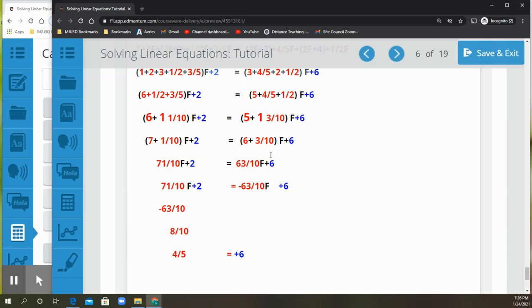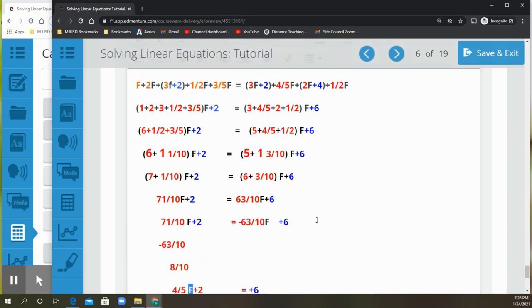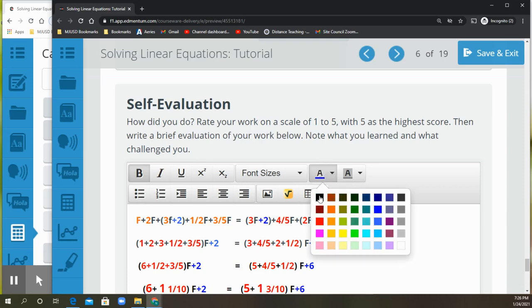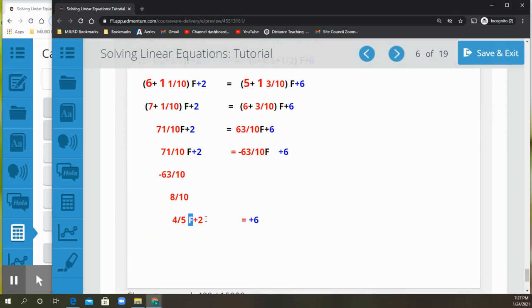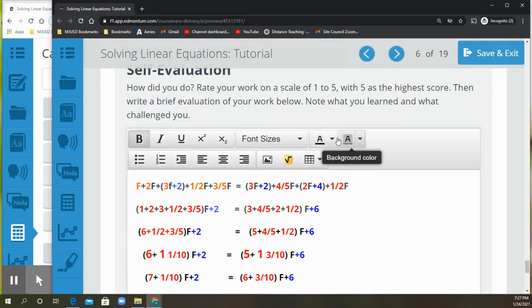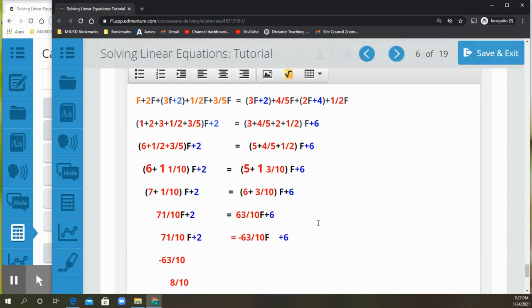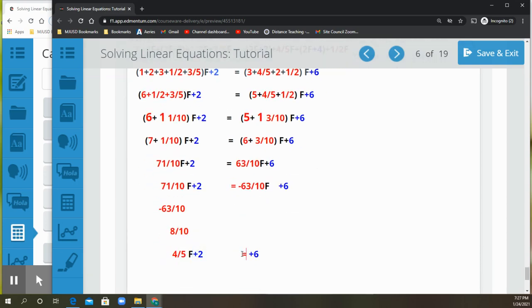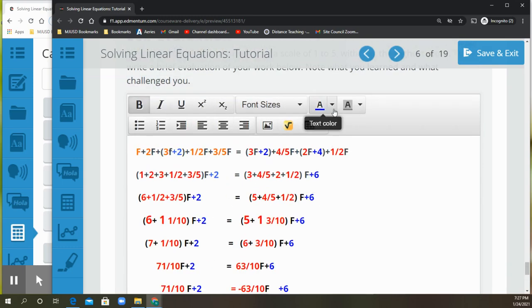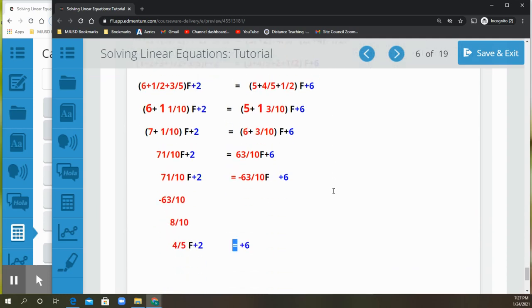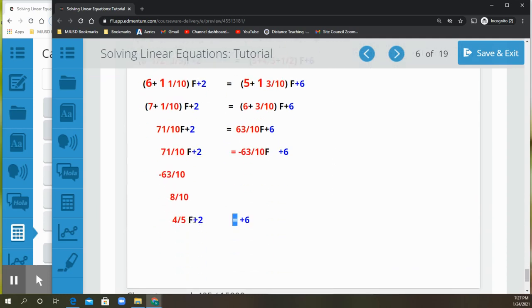So now we have 4/5 F plus 2. Change that to black for continuity. Change this to blue for continuity. And change that to black just for giggles. Okay, so now we have 4/5 F plus 2 equals 6.